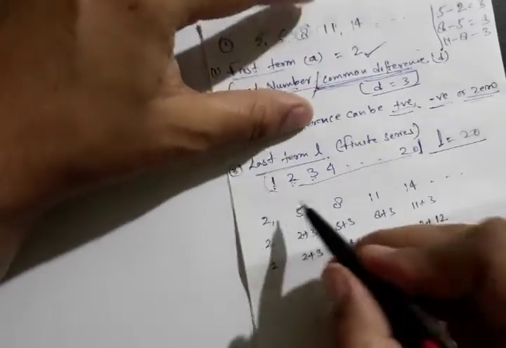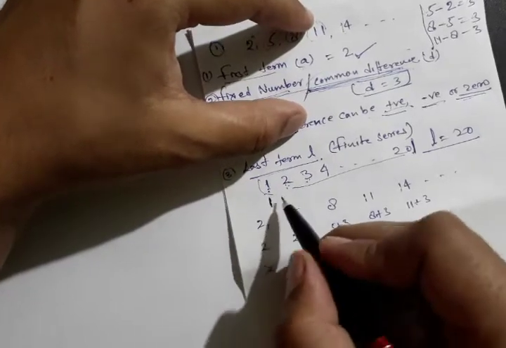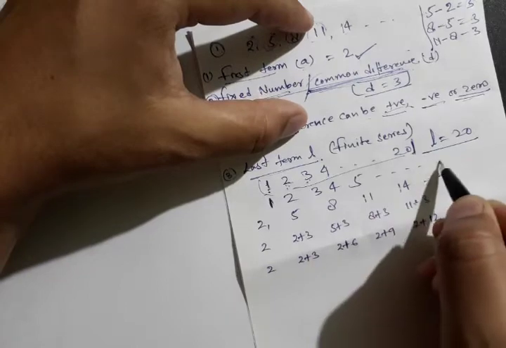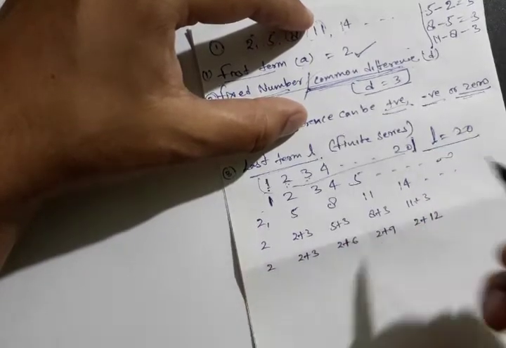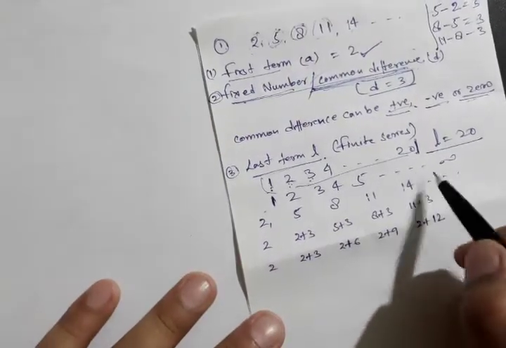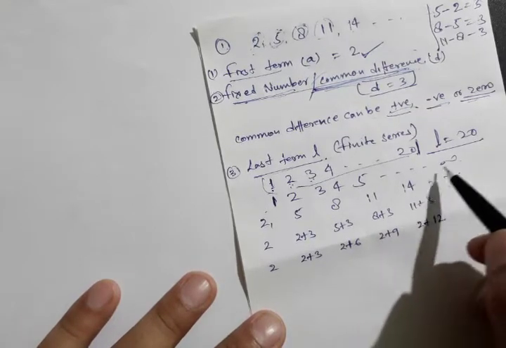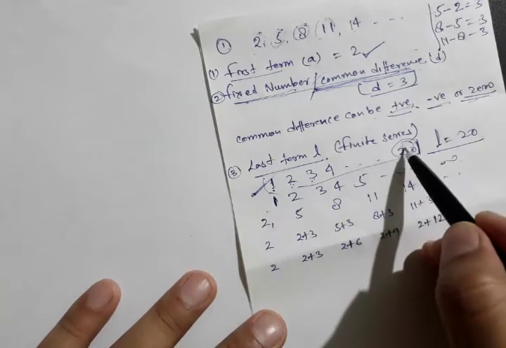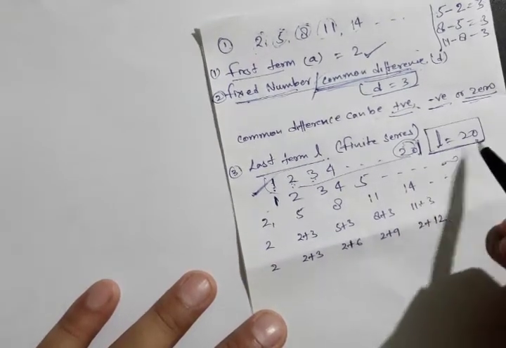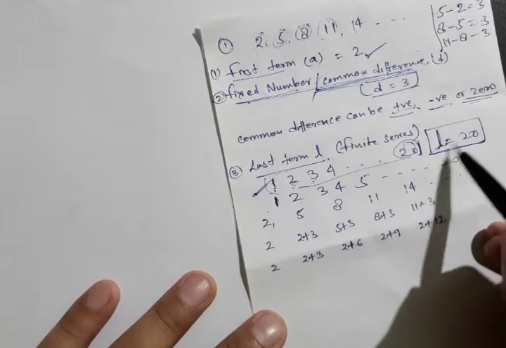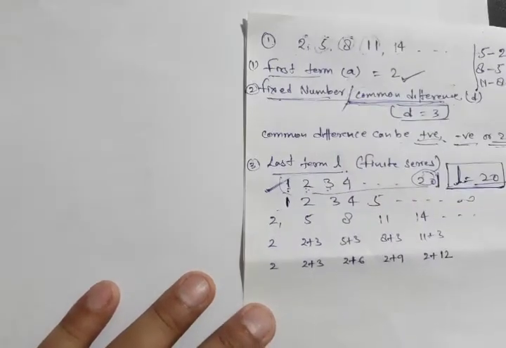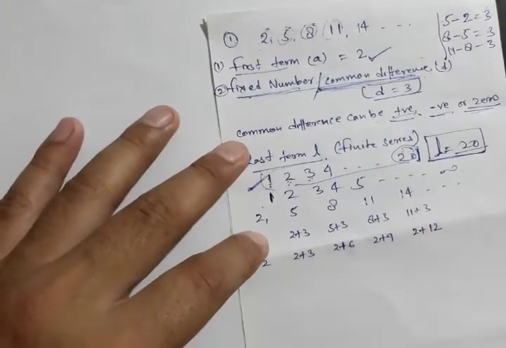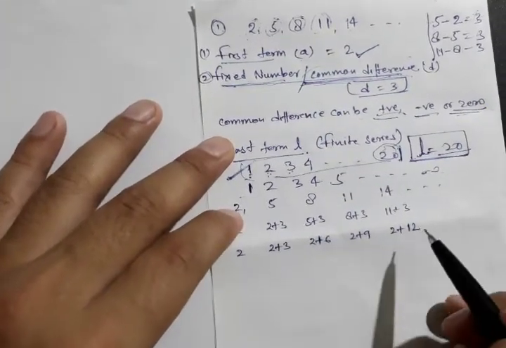In an infinite AP, let's suppose we have 1, 2, 3, 4, 5, dot dot dot, and so on. So this is an infinite AP. It has no end. This one is going up to infinity, while the earlier one is a finite AP because its last term is 20. The last term is represented by small l, so l is equal to 20. Whenever in any AP you are given small l, it means we have been given the last term. Is this clear, children?